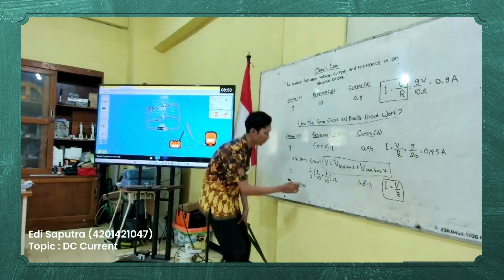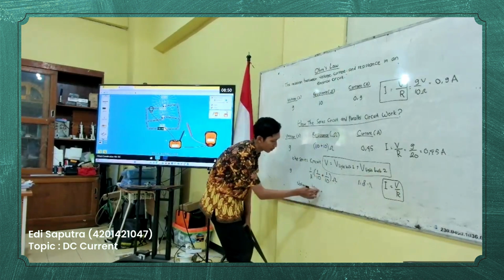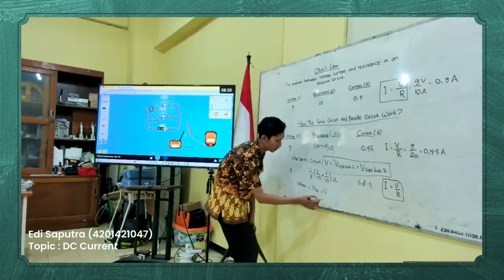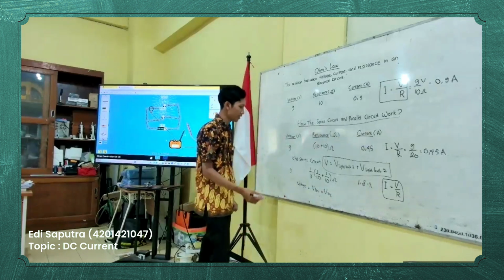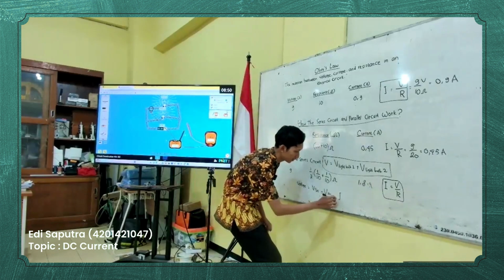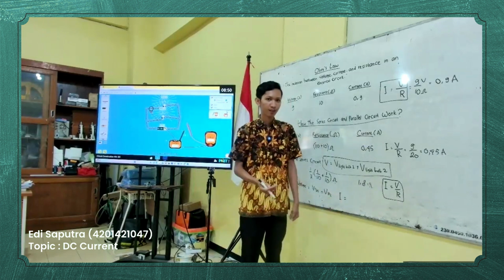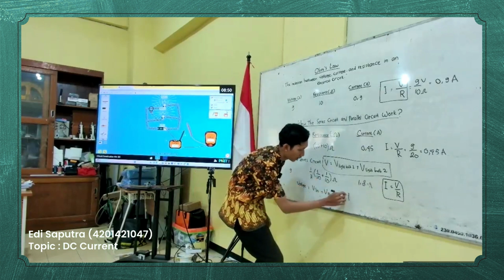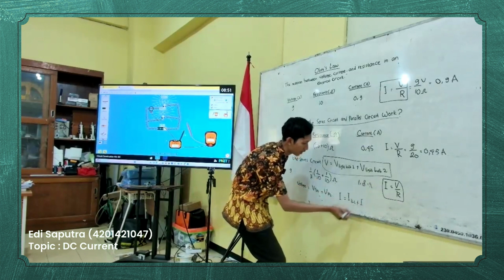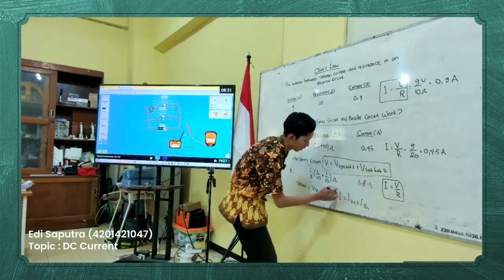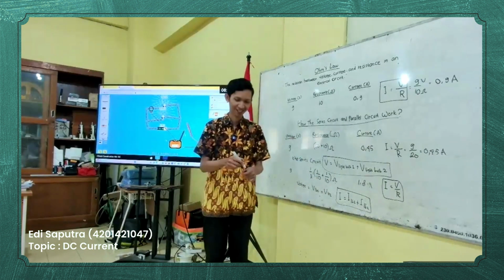in the battery is equal to the voltage in light bulb 1, which equals the voltage in light bulb 2. But the current in the parallel circuit, the current in the circuit, equals the sum of I in light bulb 1 plus I in light bulb 2. Okay, that's all the material we learned today.